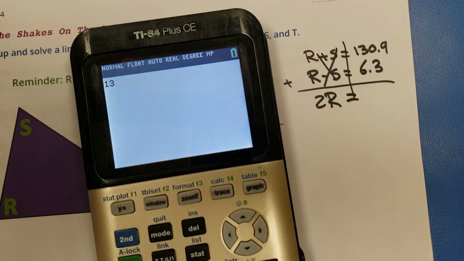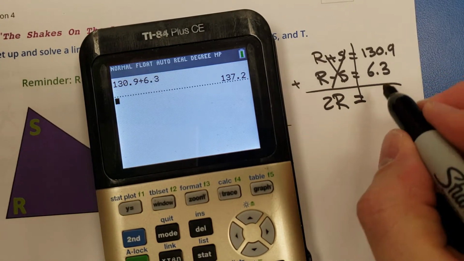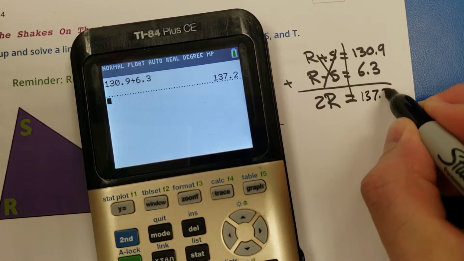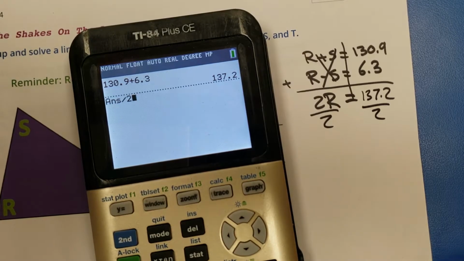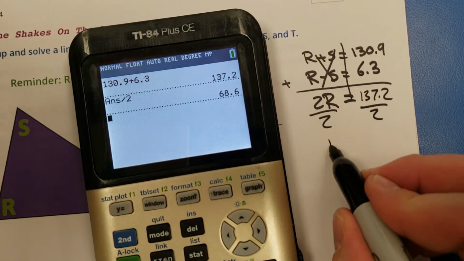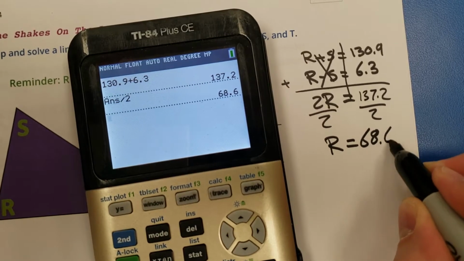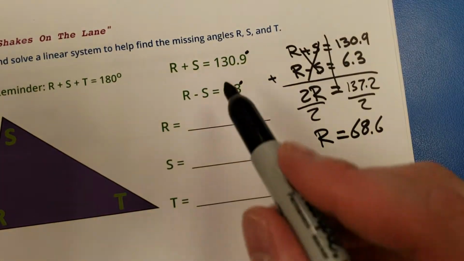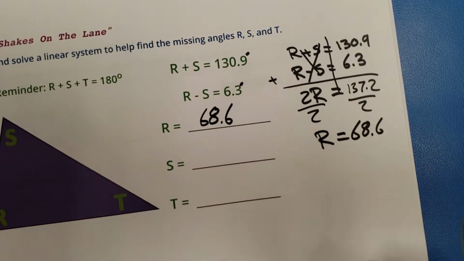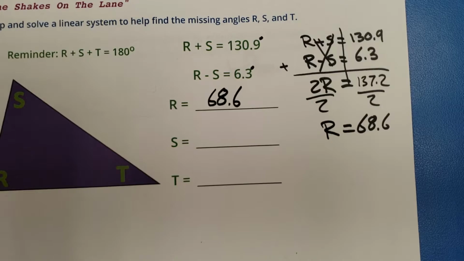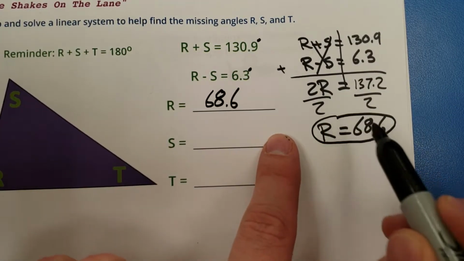So 130.9 plus a 6.3 is 137.2. Next move, I would divide by 2, divide by 2. What do we got here, friends? R is 68.6 degrees. So there you are, 68.6. You don't need to put the degree symbol in there, so just numbers are fine. You all know that stuff. All right, so we have R. We got 1, 2 to go.